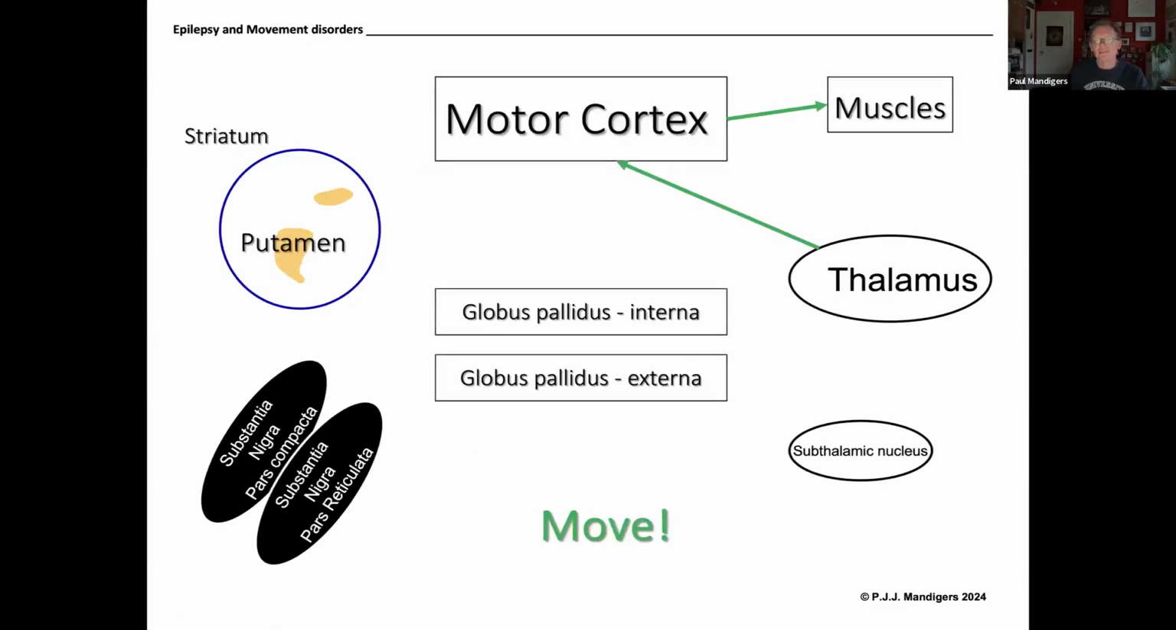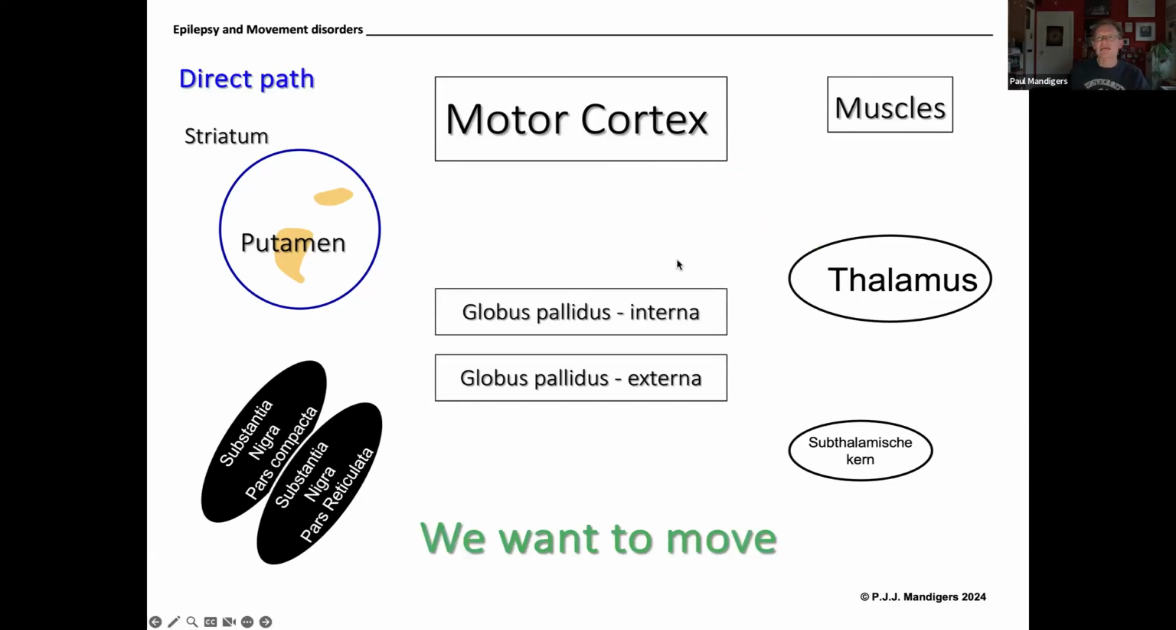Now, this is a schematic presentation of the system. So here we have our motor cortex. And if the thalamus is saying to the motor cortex, do something, then there is movement. So the muscles are stimulated to do something. Now, to move, you need a system, and that works from the motor cortex. So that's the premotor cortex part.